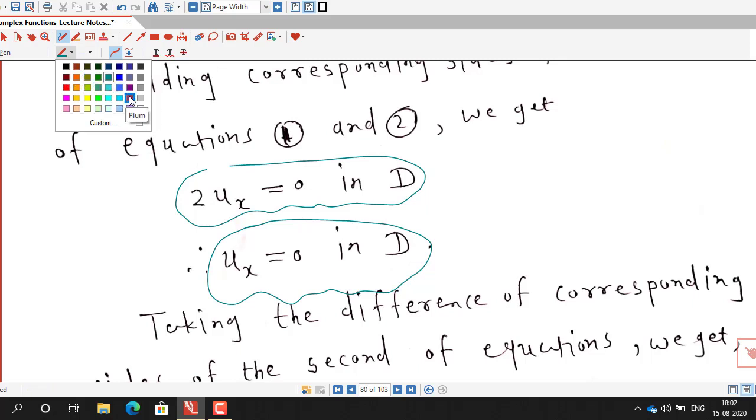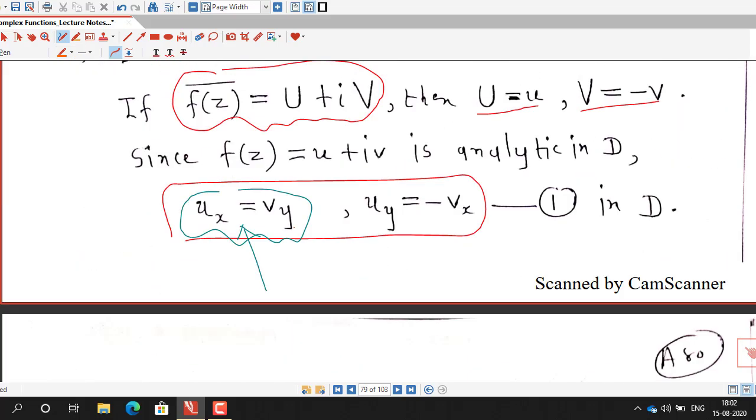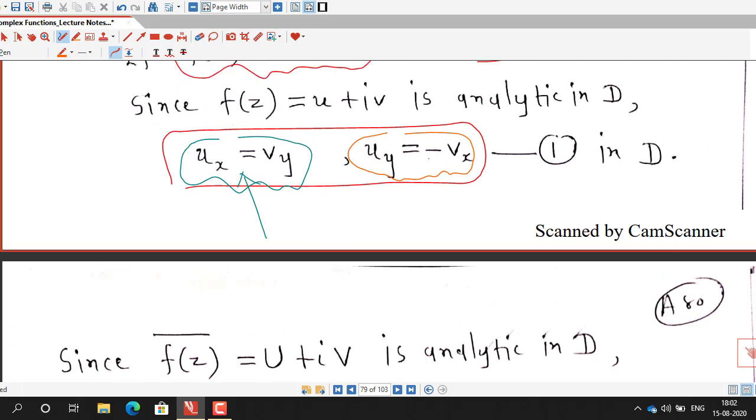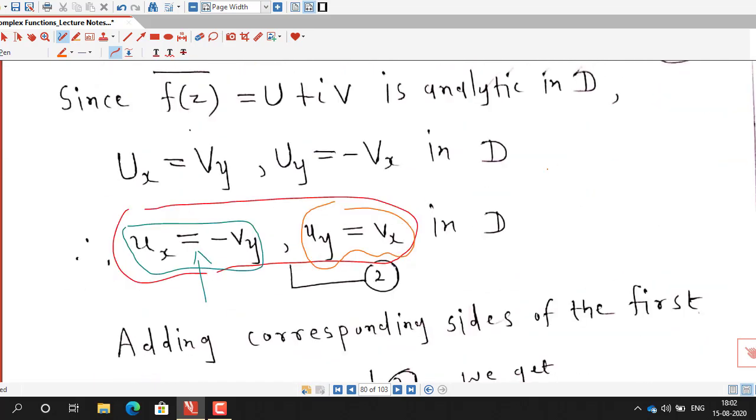Similarly, we can use second equations. Here second equation is del u by del y equal to minus del v by del x, and in 2 second equation is del u by del y equal to vx. Here uy is minus vx. Okay, I write it here. Uy is minus vx. This is second equation in 1 and this is second equation in 2.